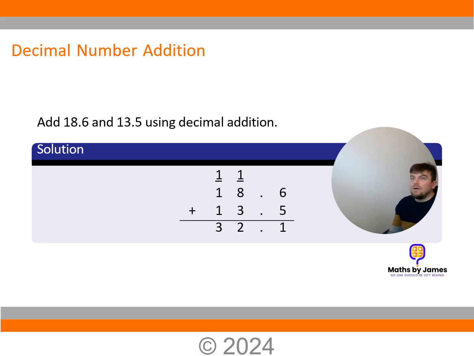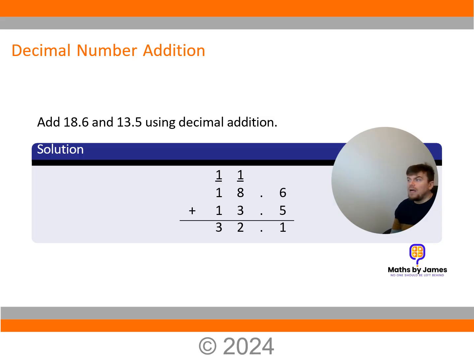Right, so we've got add 18.6 and 13.5 using decimal addition. So what we do here is we write it out. Most important, we must rewrite this in the correct columns. And what we do is we make sure we line our decimal points up, because the decimal point is the position where we split the 1s and the tenths. So we must line our decimal point up correctly.